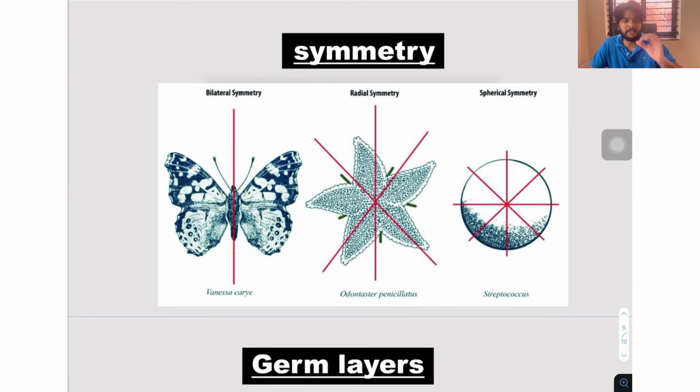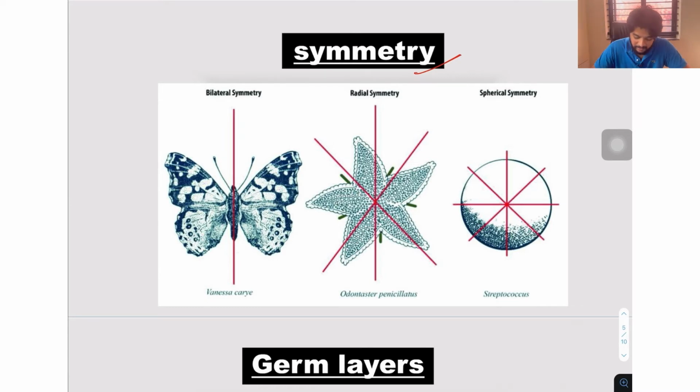Next one is symmetry. Symmetry is nothing but how an organism is cut. When an organism is cut into two equal parts, how many equal parts are coming? Based upon this also the phylum classification has been done, or the organism is put into a particular phylum.